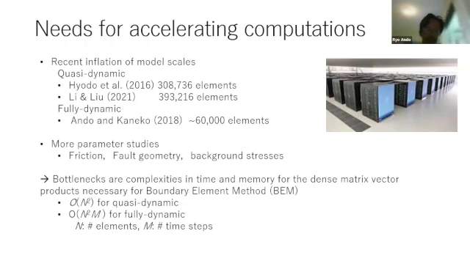But as you know, the bottleneck of computational complexity in time and memory for the dense matrix-vector product is huge. For quasi-dynamic simulations, the computational complexity can be of the order of n squared. And for the fully dynamic cases, it can be of the order of n squared times m, where m is the number of time steps.